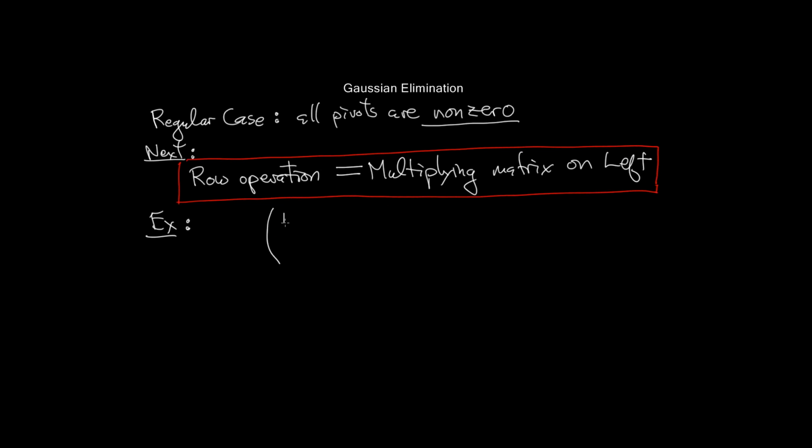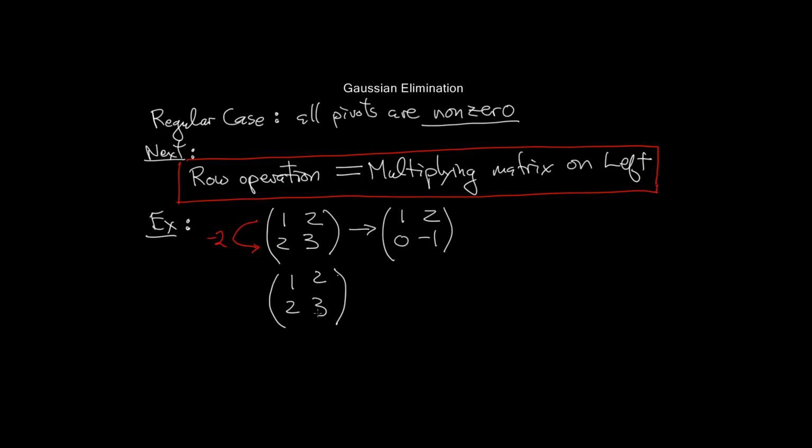So let's look at a basic example. You have this matrix 1, 2, 2, 3, and a row operation of multiplying the first row by minus 2 and adding it to the second row gives you this. And that's just exactly the same thing as taking this given matrix, 1, 2, 2, 3, and multiplying it on the left by this matrix, 1s on the diagonal, 0 above, and minus 2. Because if you do this out, you get 1, 2, 0, minus 1. So this matrix here is the one which is accomplishing this operation.